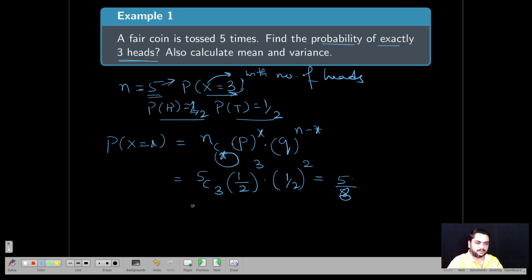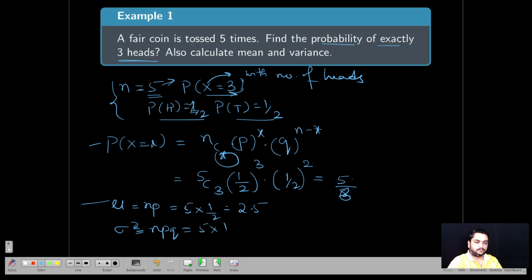5 by 6. We just calculate it. Now, what is the mean? I already know it is n into p. N is 5. What is p? 1 by 2. So this is 2.5. So once I understand the problem and apply, it becomes very easy. You just apply the formulas and get it. Variance is npq. So 5 into 1 by 2 into 1 by 2. This is 1.25.